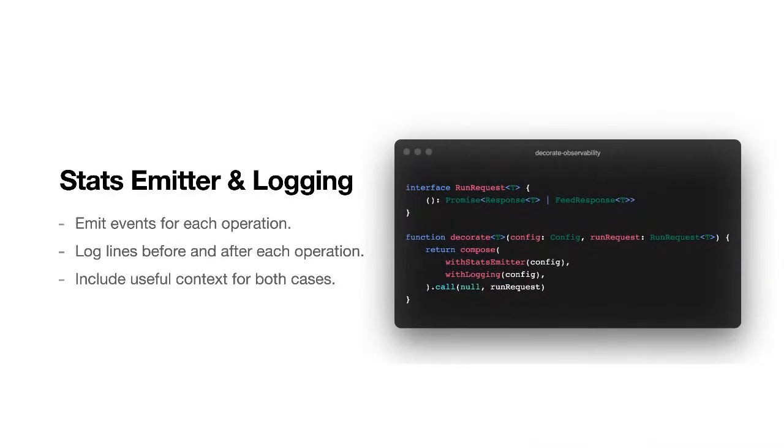So assuming that you can generalize the contract of every Cosmos call to a lazily evaluated function that would end up resolving a response or a feed response, we can create a composition of higher order functions that add layers with very specific behavior to every SDK operation. For example, in this snippet, we are bringing observability through two decorators. One is the stats emitter, which would receive an event emitter through some provided configuration, and the decorator would use it to publish events with metadata.